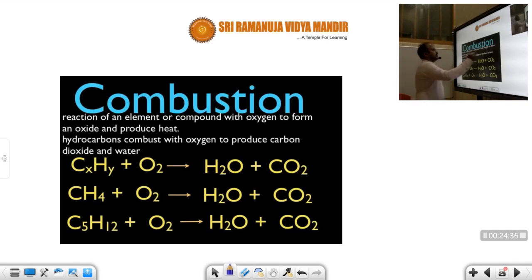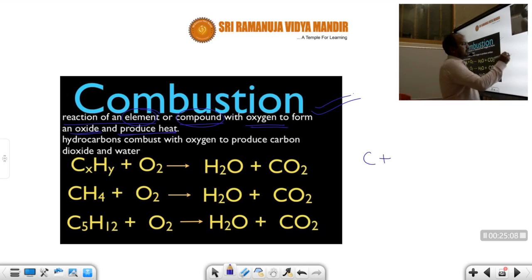Next one is combustion reaction, another type of chemical reaction. We had already completed chemical combination, chemical decomposition, third one is chemical displacement, fourth one is chemical double displacement or double decomposition reaction, and the fifth type of chemical reaction is combustion reaction. Generally, a reaction of an element or compound, you should take either element or compound, whenever it reacts with oxygen to form its corresponding oxides and also produce large amount of heat.